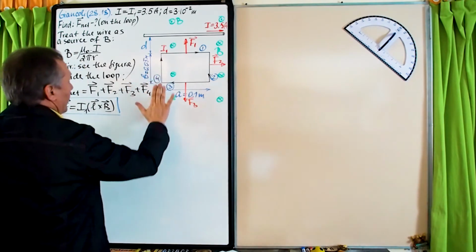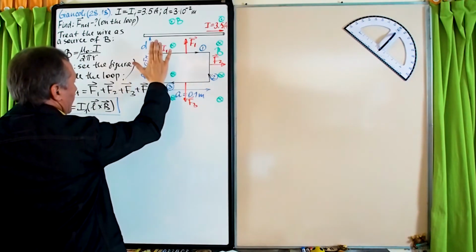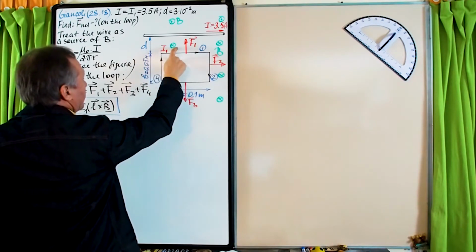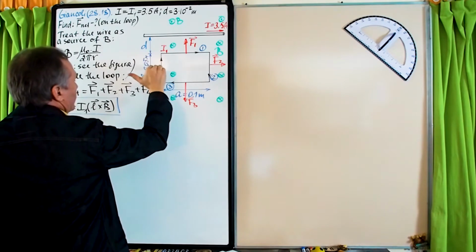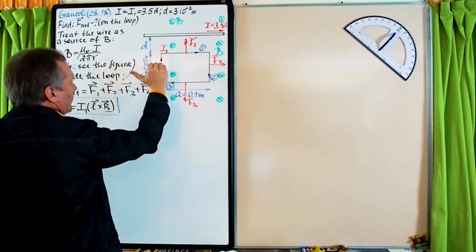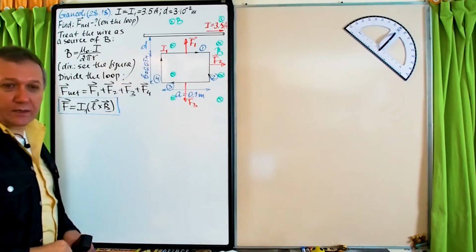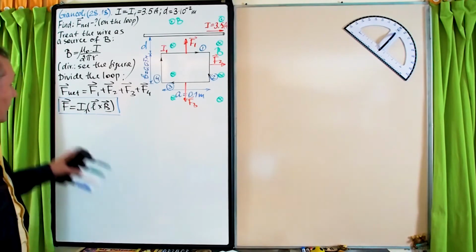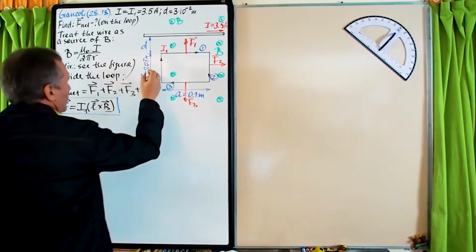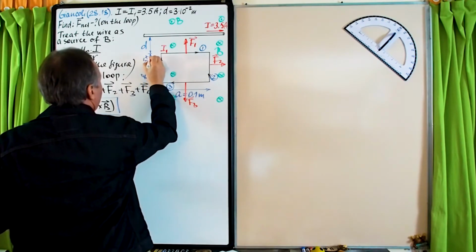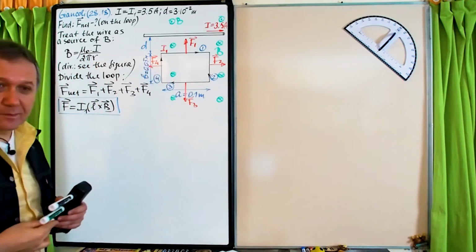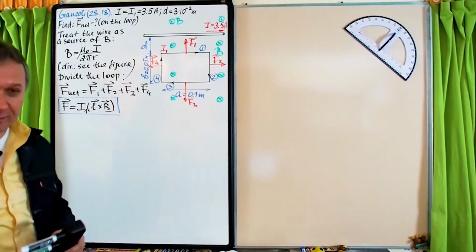In the last, F4. Now L is up because current is up. Magnetic field is still into the board, so L cross B. As a result, magnetic force is to my left. So that's F4, right? Okay, so these are the directions.